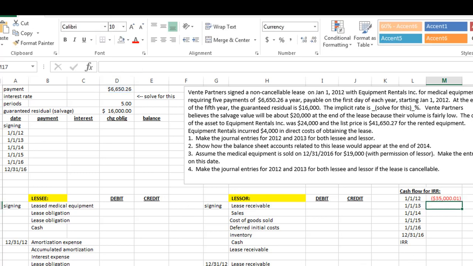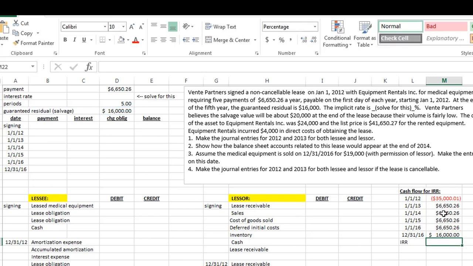There we go. All right, and then there's going to be inflows of this $650 here for 4 more periods. The first one is at signing, so it nets against the cost of the asset for the lessor to obtain it, or the fair value that they're giving up. And then there's the $16,000 at the end. So this is the cash flow done in an array without missing any periods, no gaps in between, because Excel counts that as a time period.